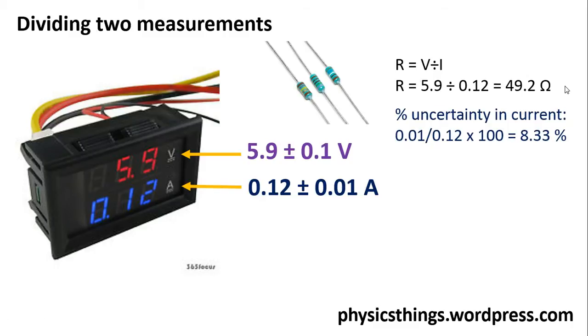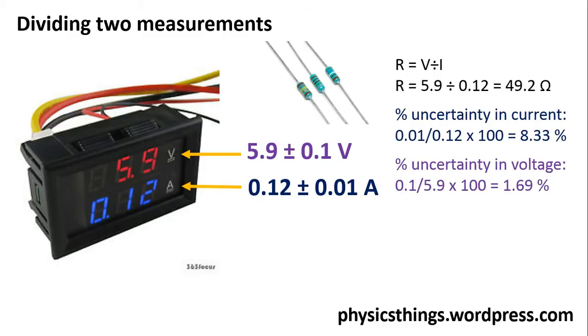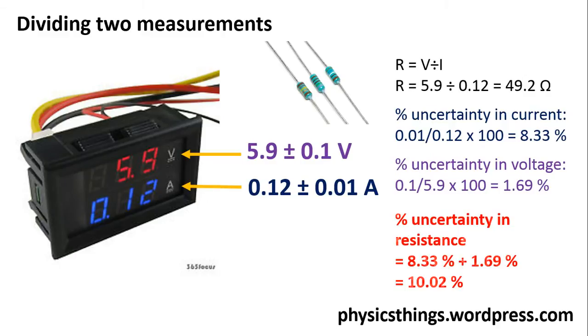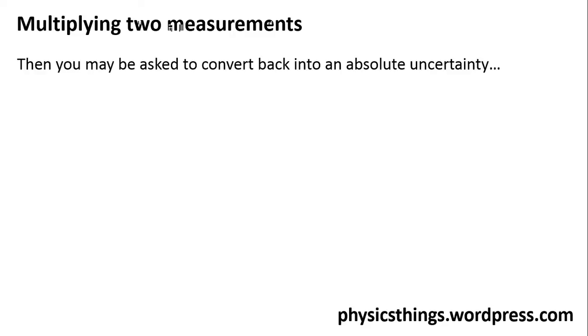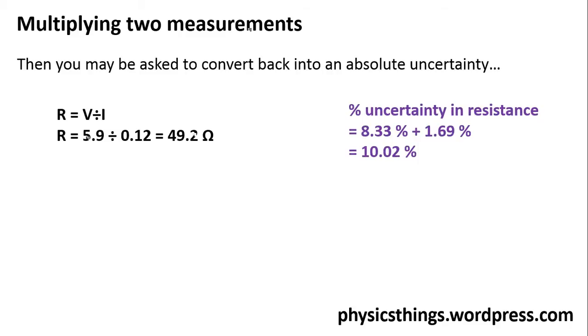Now, as we saw before, the percentage uncertainty in the current was 8.33% and 1.69% in the voltage. And just like before, we can add them together to get a combined percentage uncertainty of 10.02%. But now we apply that to our result that we got for our resistance. And again, we just have to find what 10.02% of the resistance of 49.2 ohms is. So again, we divide 49.2 by 100, multiply it by 10.02 to give us 4.9 ohms.